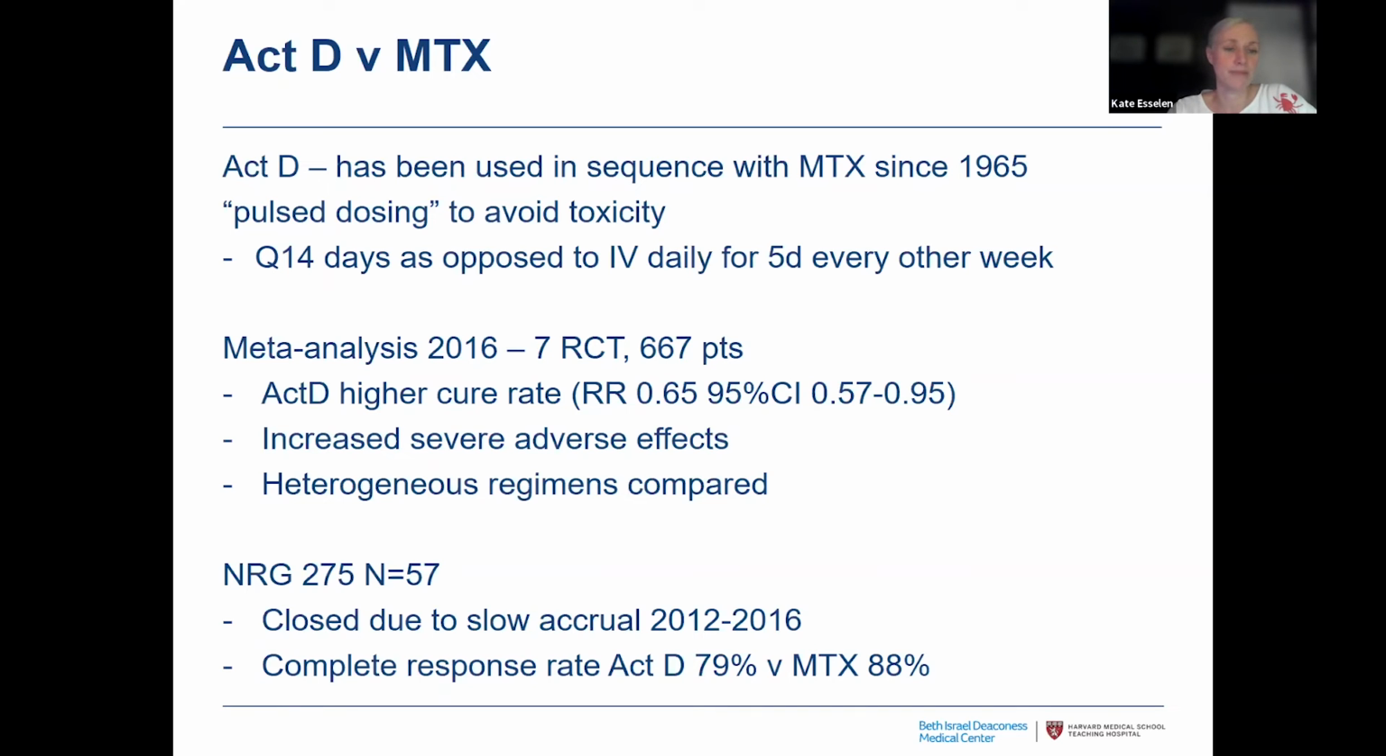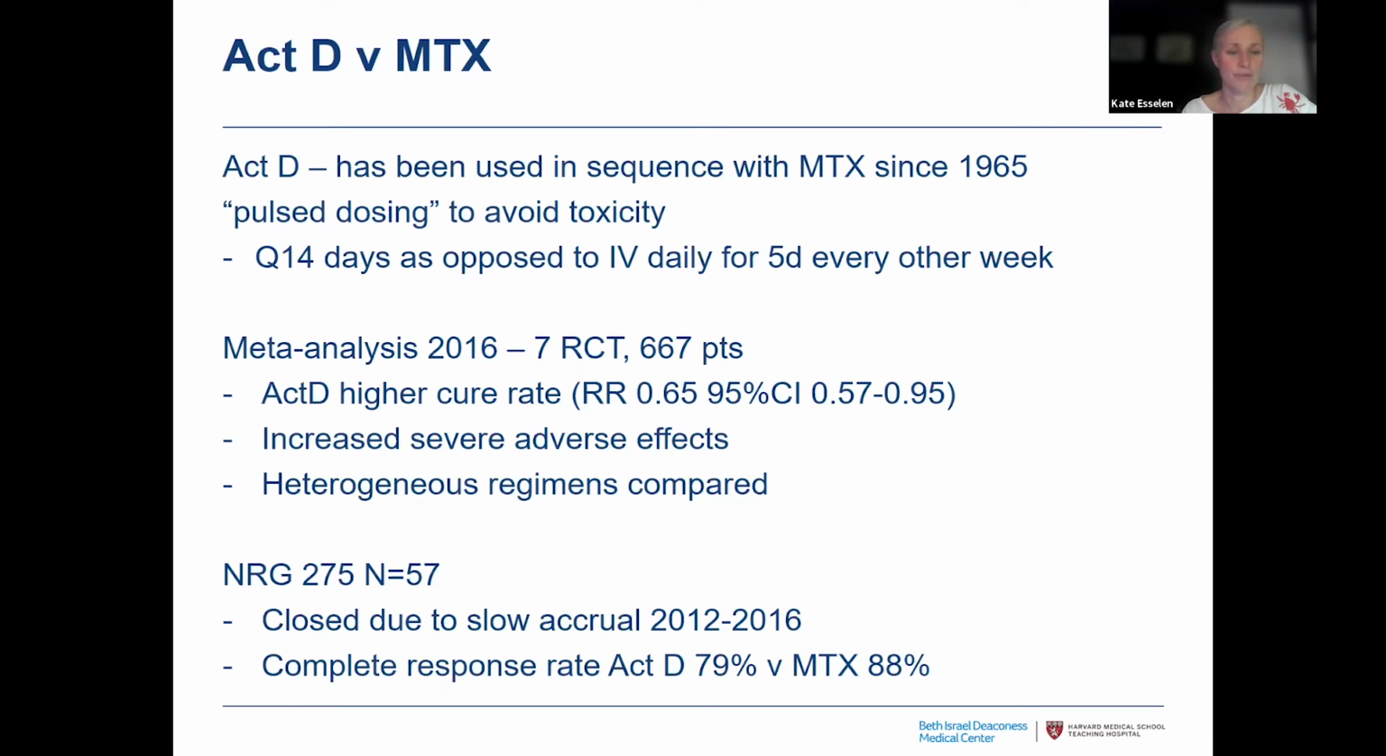And then going up to the middle of the slide, there has been an effort to combine all these smaller trials reporting on effectiveness of these regimens into a meta-analysis. There was one published in 2016 that included 7 randomized control studies. Of that, there were about 667 patients, and they did show a statistically significantly higher cure rate for actinomycin D as compared to methotrexate. And so this has led many centers to consider using actinomycin D before methotrexate, which had sort of been the original bias.